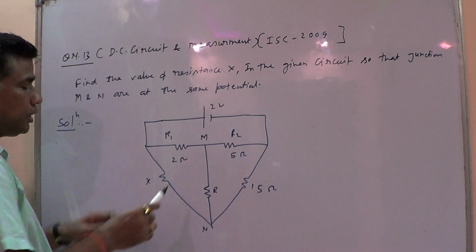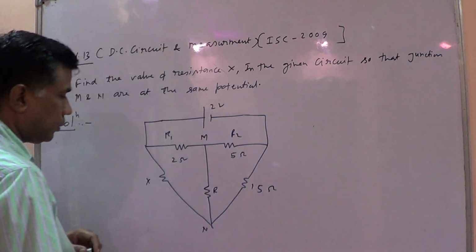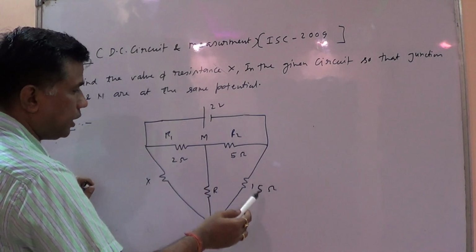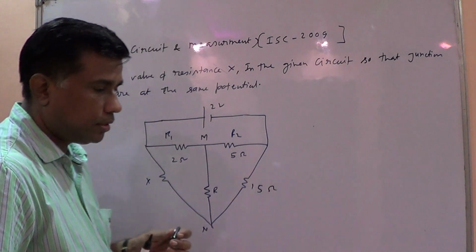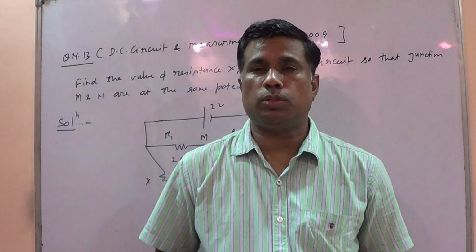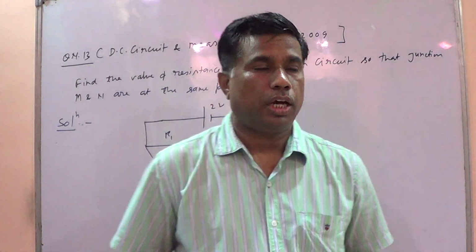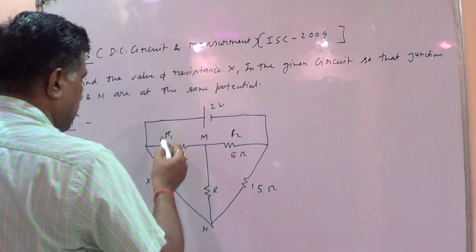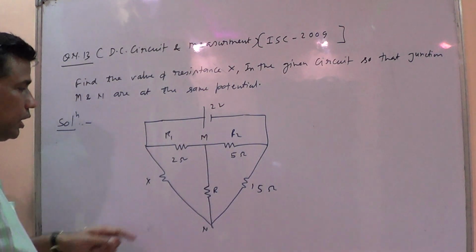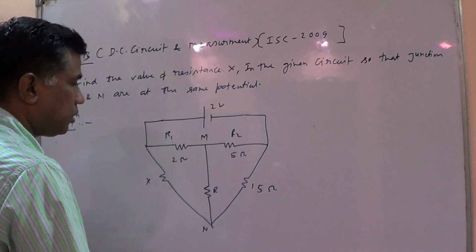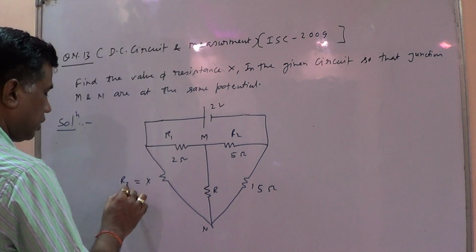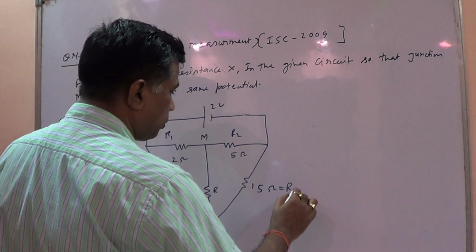Students, this is again a Wheatstone bridge in which we can assume this resistance is P, this is Q, this is R, this is S. But it is not compulsory to assume P, Q, R, S every time. We can assume R1, R2, R3, R4. And if R1 by R2 is equal to R3 by R4, then again this is a balanced Wheatstone bridge. So I will assume this as R3 and this as R4.